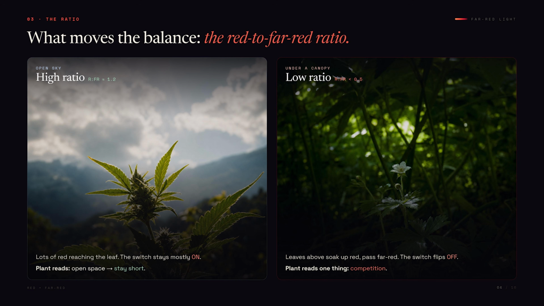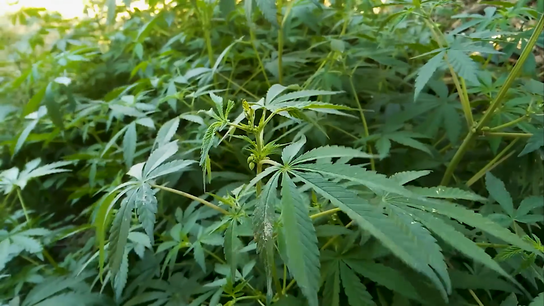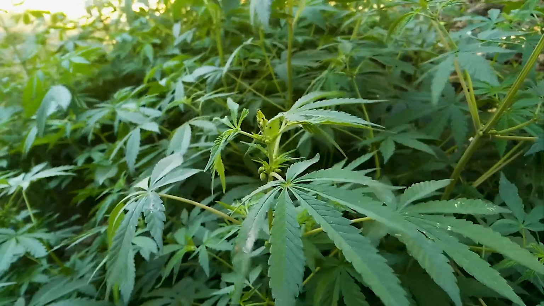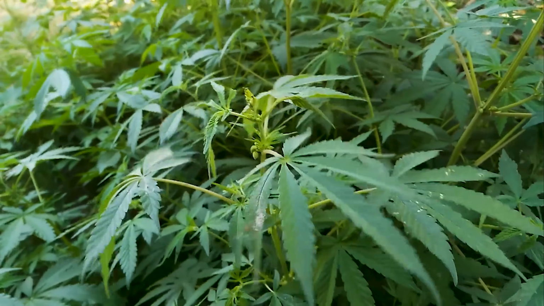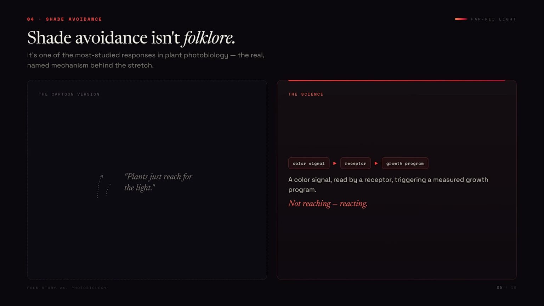This is the part the folk story misses. The plant isn't reaching for light it can see. It's reacting to a color signal that warns it light is about to be taken away. And this response has a name in the research. It's called the shade avoidance response, and it's some of the most well-studied photobiology we have.